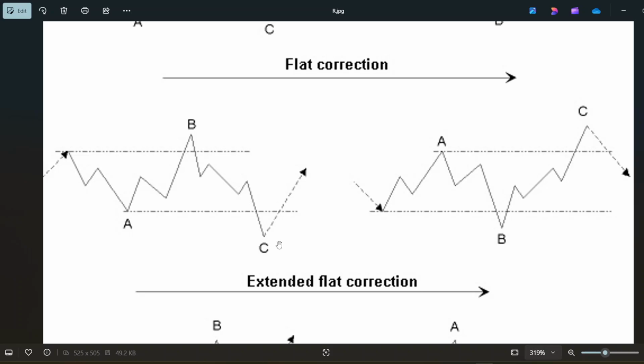Now, this setup often traps traders who think the trend has resumed early, only to get stopped out when wave C kicks in.